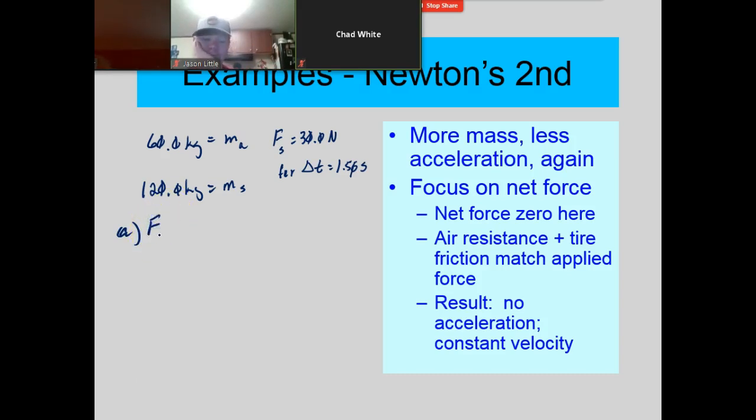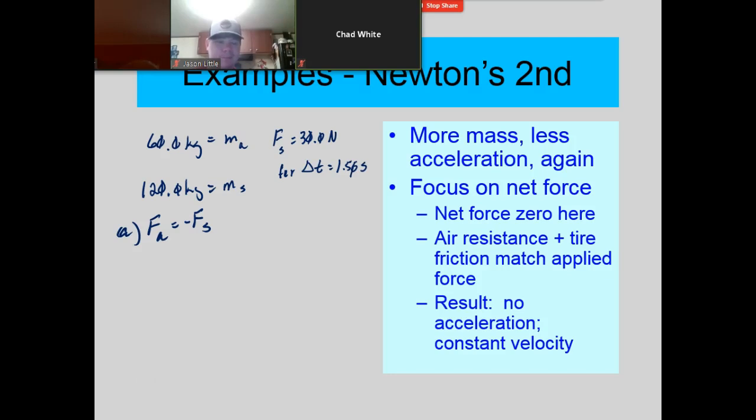So the force on the astronaut. Well, guess what? These are two different objects. The only force involved here is the astronaut pushing on the spacecraft, which of course means the spacecraft pushes on him. These two forces are equal but opposite. If the astronaut's pushing on the spaceship to the right, the spaceship is pushing on the astronaut to the left. They're an equal amount but opposite directions. So that's the A part.